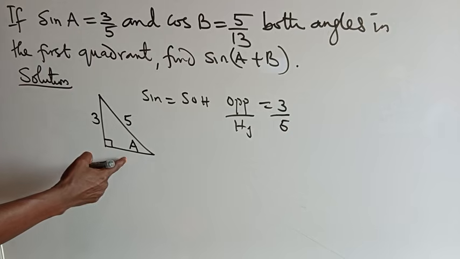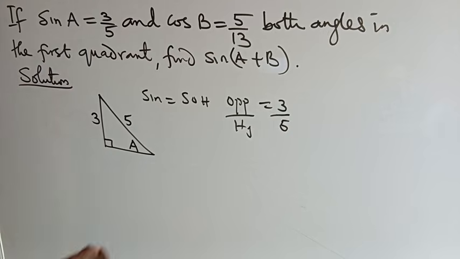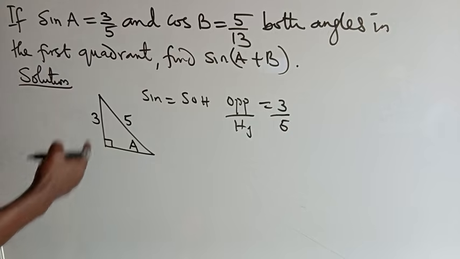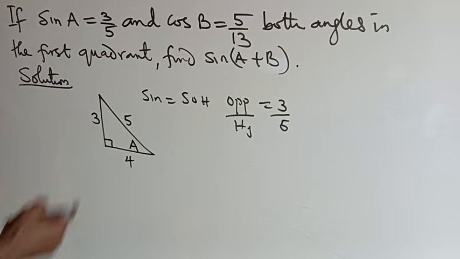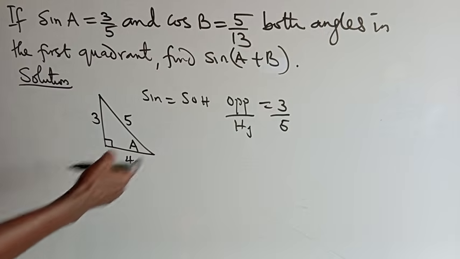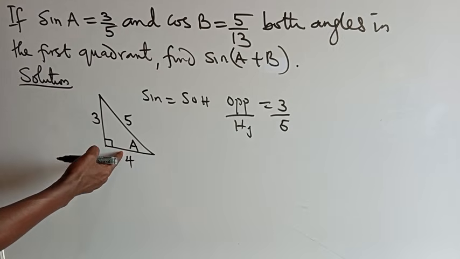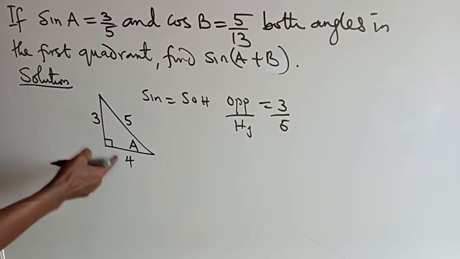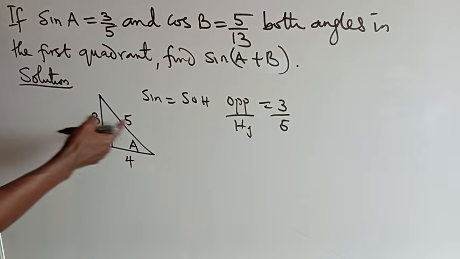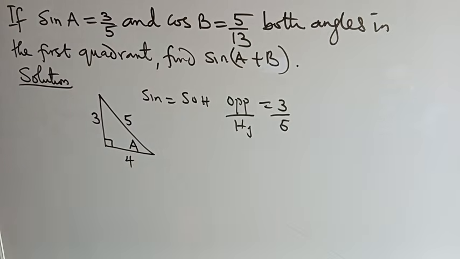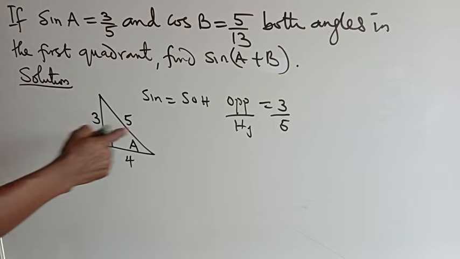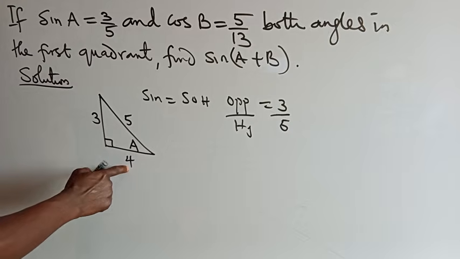Now, to know the last side, it's not difficult. It's a Pythagorean triplet. If 3 is here and 5 is here, definitely there'll be 4 here. Or better still, you can use Pythagoras theorem to find this value. 5 squared is equal to 3 squared plus the square of this side. So it is 25 minus 9, which is 16, root of 16 gives you 4. So we have found this side to be 4.